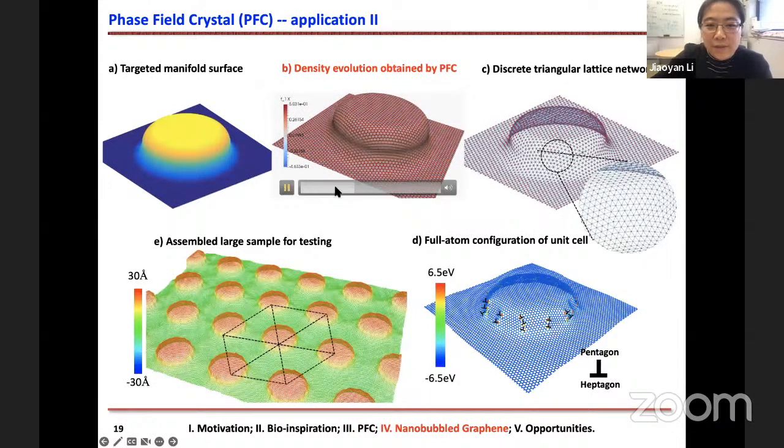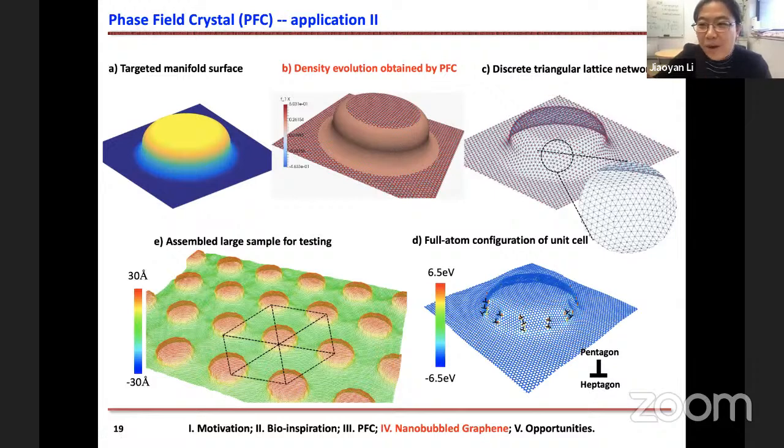You can see at the very beginning we have this initial condition. You see the alternating red color and blue color. Basically blue is 0 and red is 1. And then in the middle, the transition area is usually the tough part, the tricky part. We want to use phase field to tell us what the density distribution is.